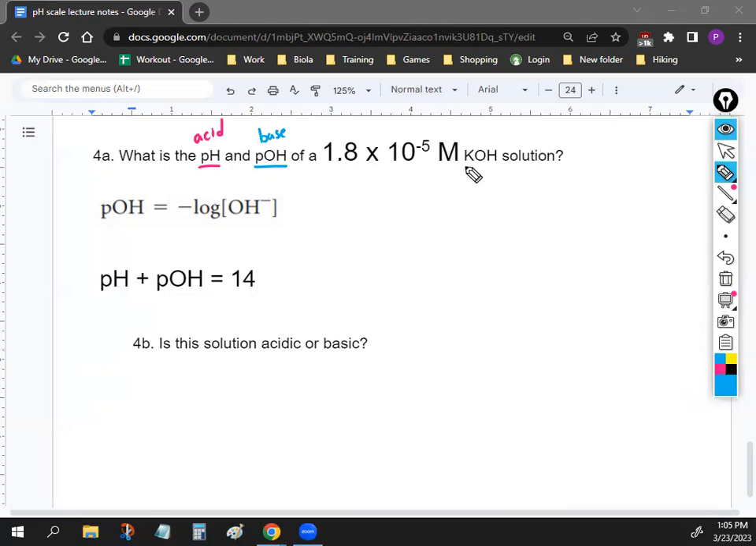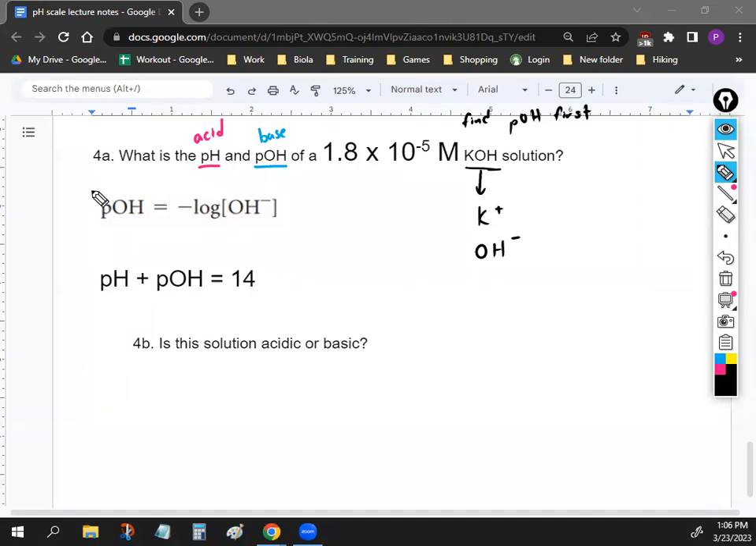So if we take a look at KOH right here, is KOH an acid or is it a base? KOH. Yeah, it's going to be a base. An easy way to think of that is KOH breaks apart into K plus and OH minus, and we said that OH minus is a base. Any chemical that releases OH minus is a base. So this is a base, which means we want to find pOH first.